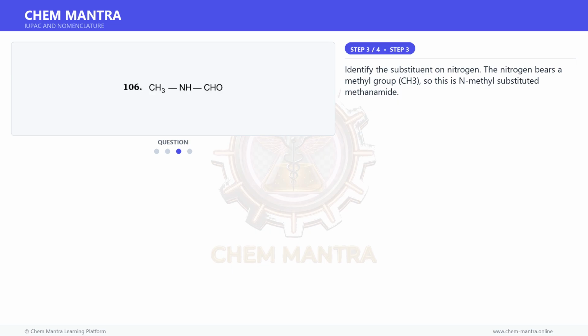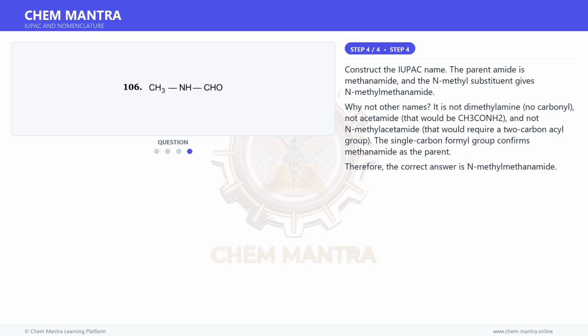Identify the substituent on nitrogen. The nitrogen bears a methyl group, CH3, so this is N-methyl substituted methanamide. And for the final step, construct the IUPAC name. The parent amide is methanamide, and the N-methyl substituent gives N-methylmethanamide.